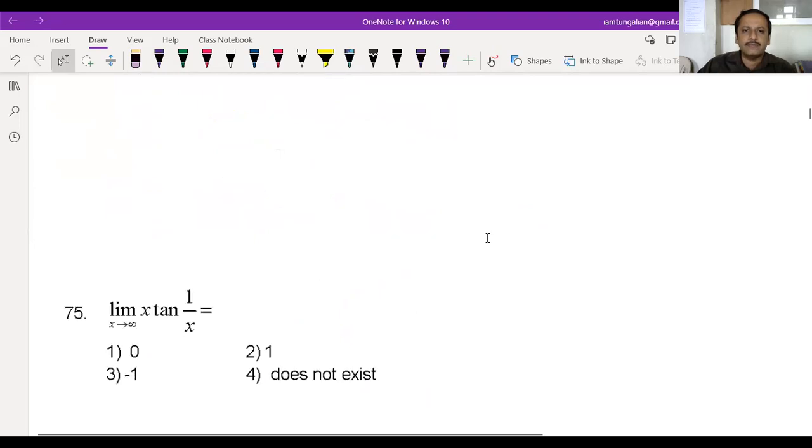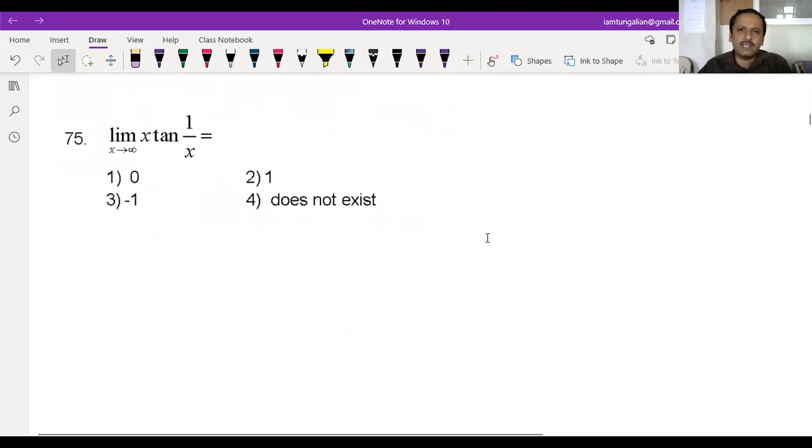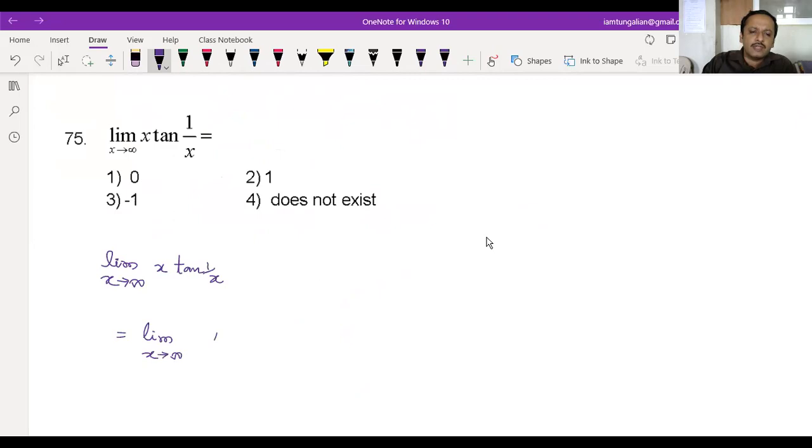Then, let's have a look at this question, 75th question. Limit x tends to infinity, x into tan 1 by x is equal to. I can write like this. Limit x tends to infinity, tan 1 by x divided by 1 by x. This x I am taking to the denominator. When x goes to the denominator, it will become 1 by x.